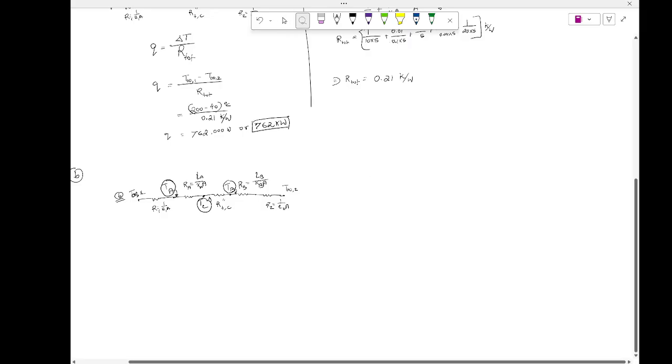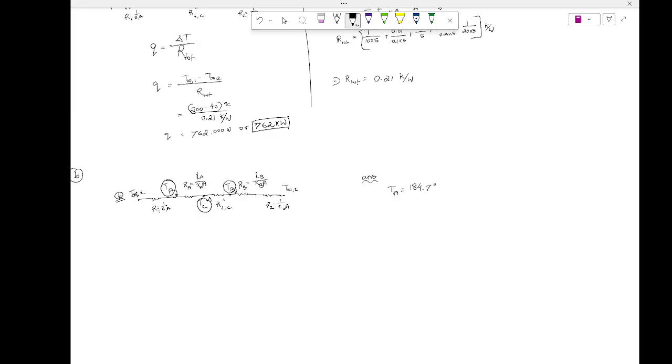So your TA should be, for those who are a little advanced, 184.7 degrees Celsius. TC should be 169.5.